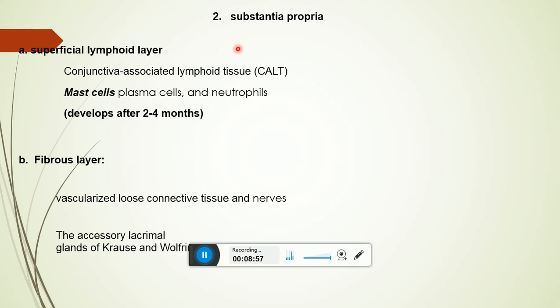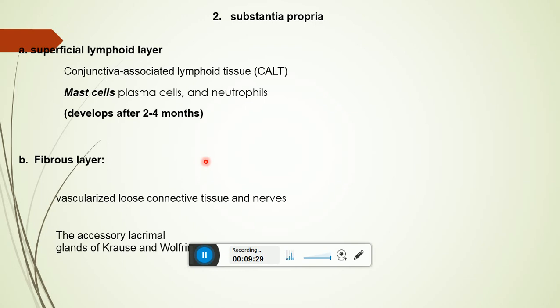This tissue has enormous anti-infectious potential. Numerous mast cells, 6,000 per cubic millimeter, lymphocytes, plasma cells, neutrophils. The lymphoid layer consists of many lymphocytes that are scattered to form a fine connective tissue reticulum. The mast cells are granulocyte cells like basophils.